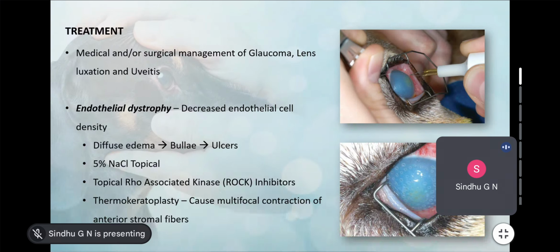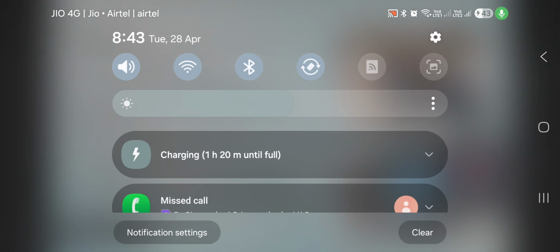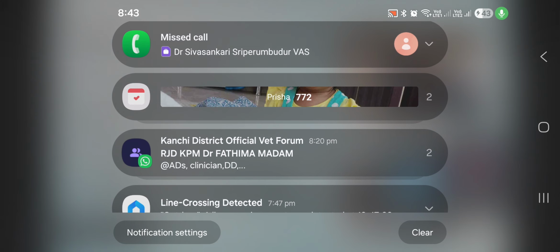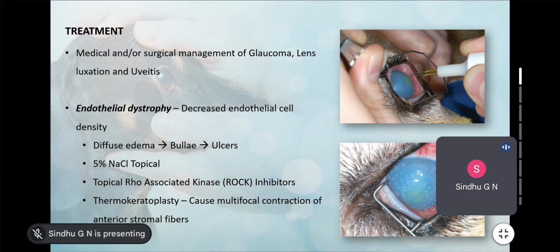So we can use topical Rho-associated kinase inhibitors, ripasudil eye drops. They are found to be effective in almost 67% of corneal edema due to endothelial dystrophy in a study. They actually help in endothelial regeneration or endothelial healing. So water reabsorption will be promoted, and that's how they reduce the corneal edema.